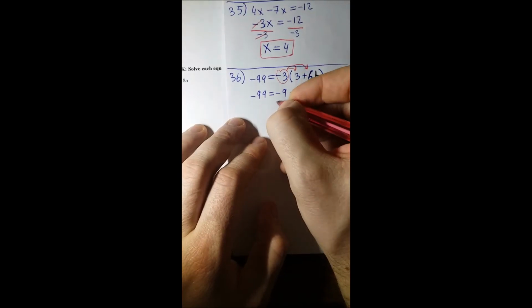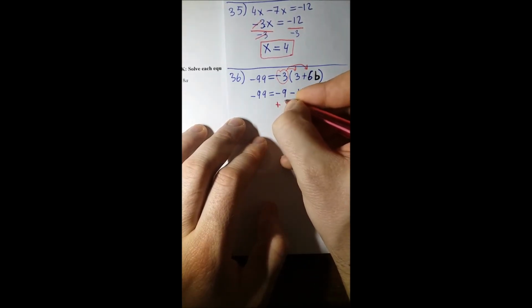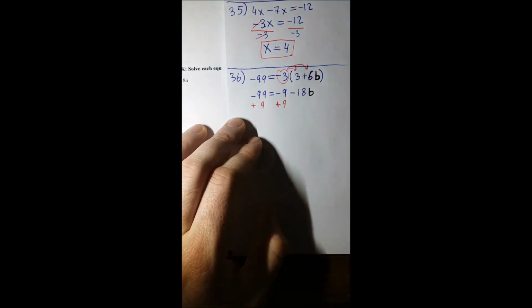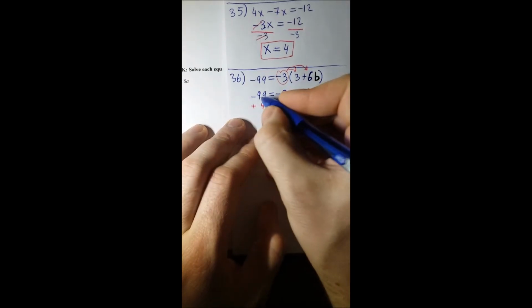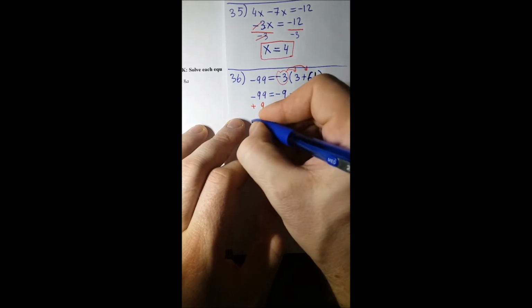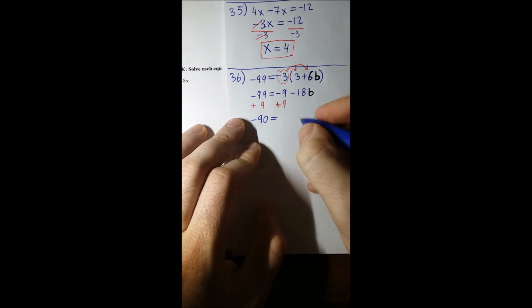To get rid of negative 9 and move it to the other side, you add 9 to each side. And you're going to get negative 9. Negative 99 plus 9 is going to be negative 90 equals negative 18b.